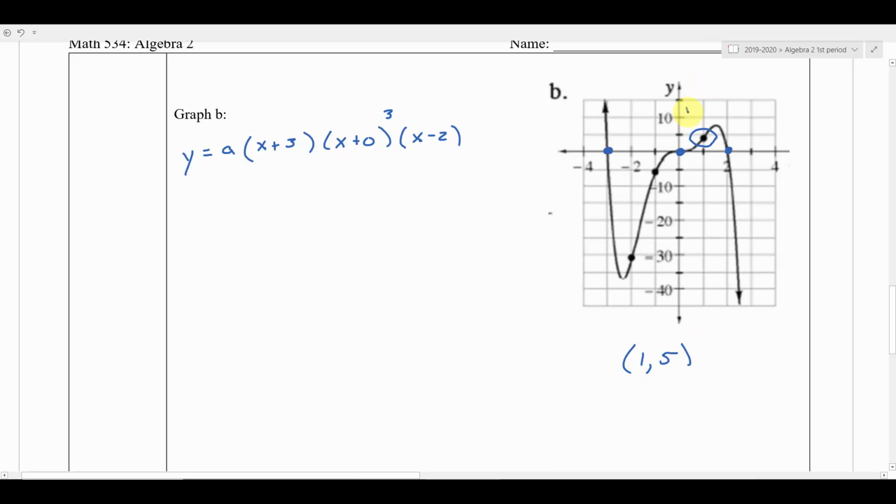All right, make sure you pay attention to the scale. These are going up by 5s on the y scale, not by 1s. It's going up by 1 on the x's, up by 5s on the y's. So that's why this point is at 1, 5.